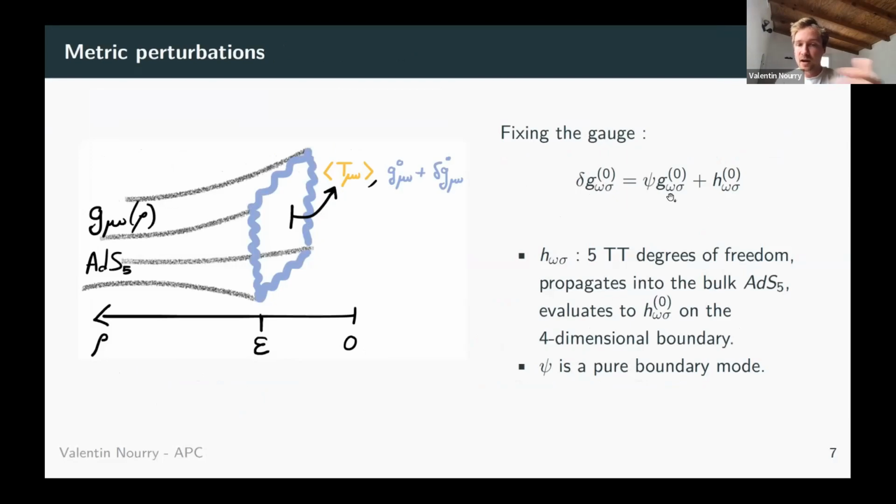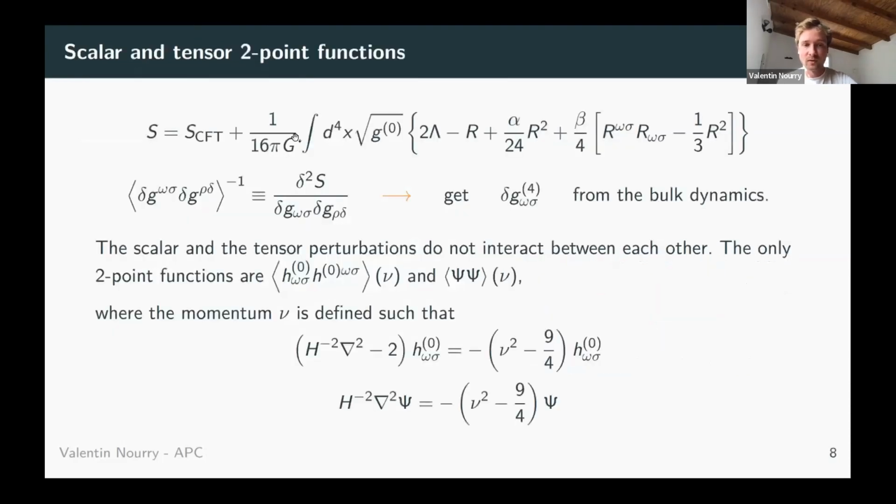And they are arbitrary, but we can still fix the gauge in order to decompose our perturbations into 1 scalar and 5 tensor degrees of freedom. So tensor because they are transverse and traceless, and psi, the scalar mode. So now we can compute the two-point functions of these two different metric perturbations, the scalar and the tensor.